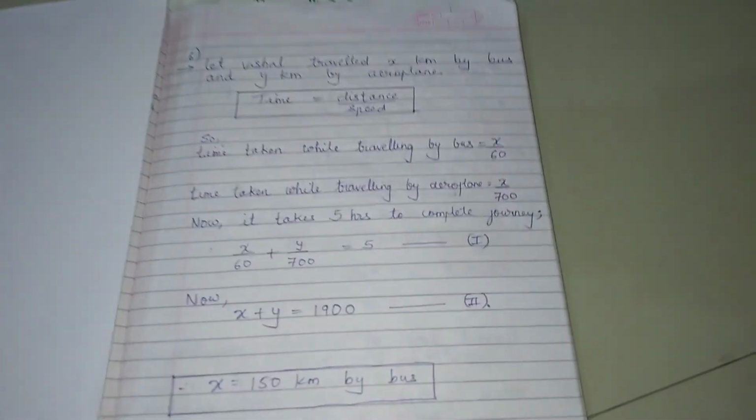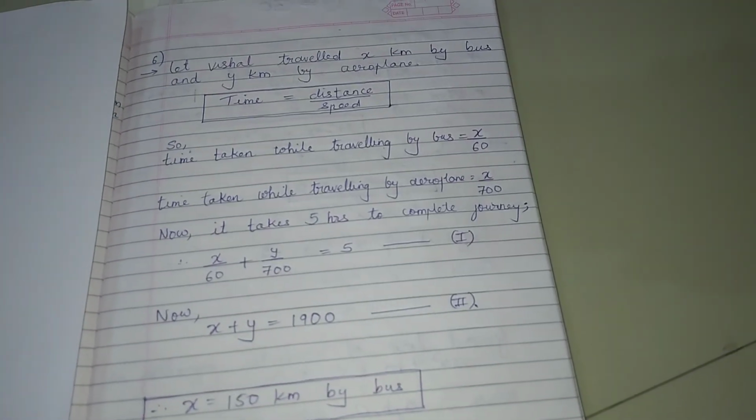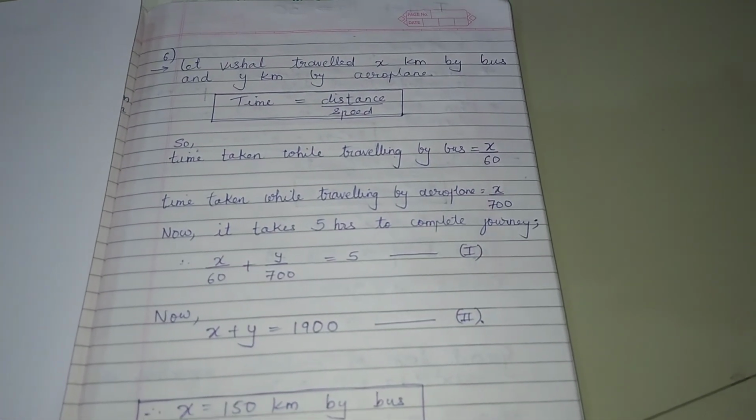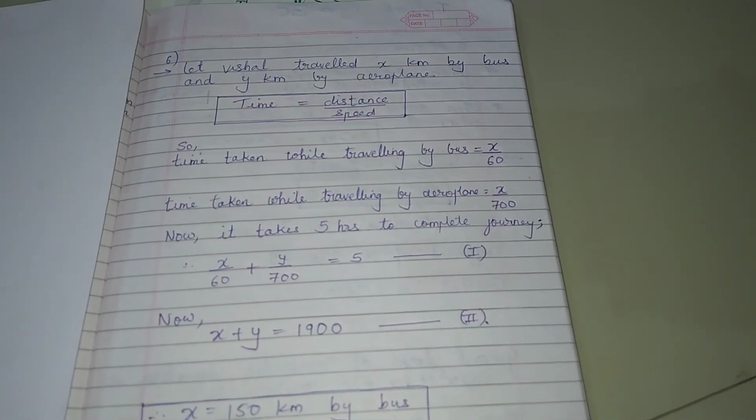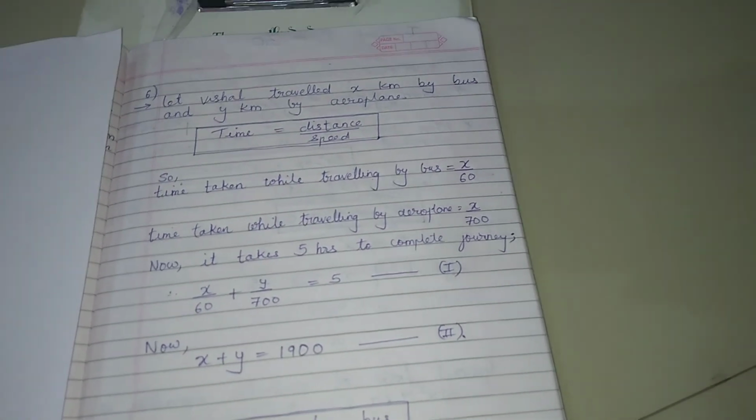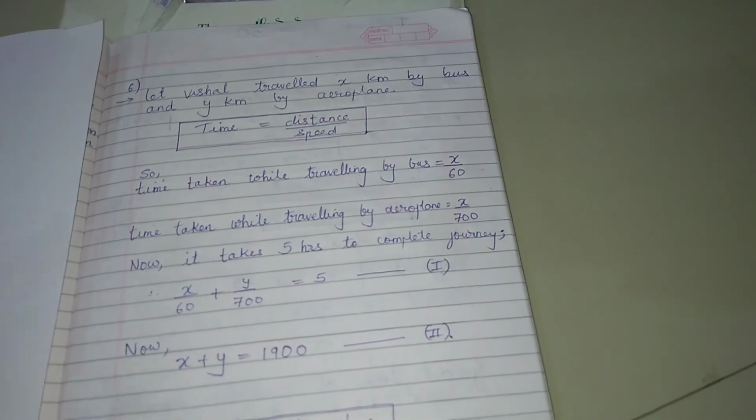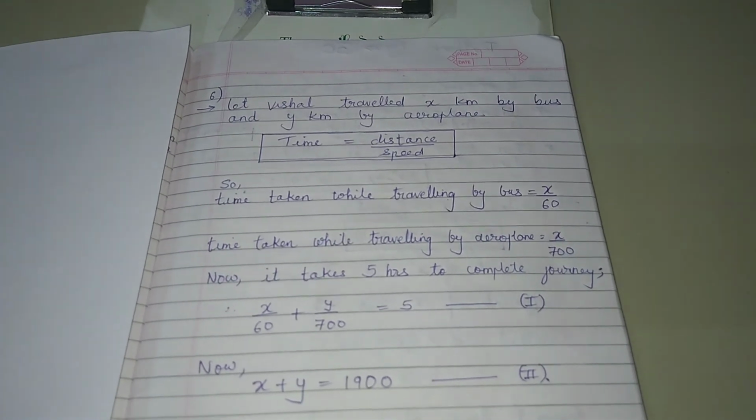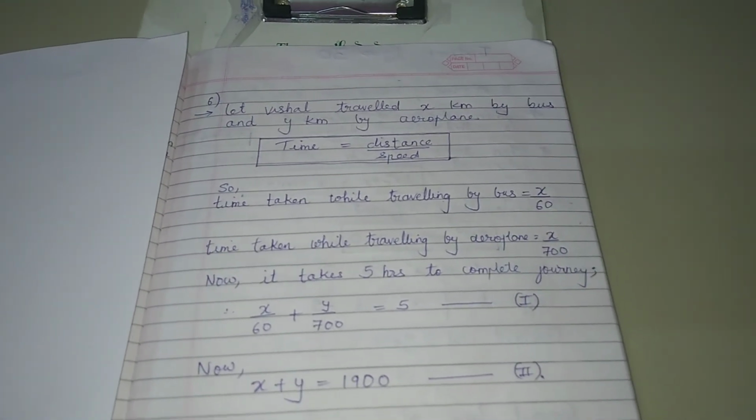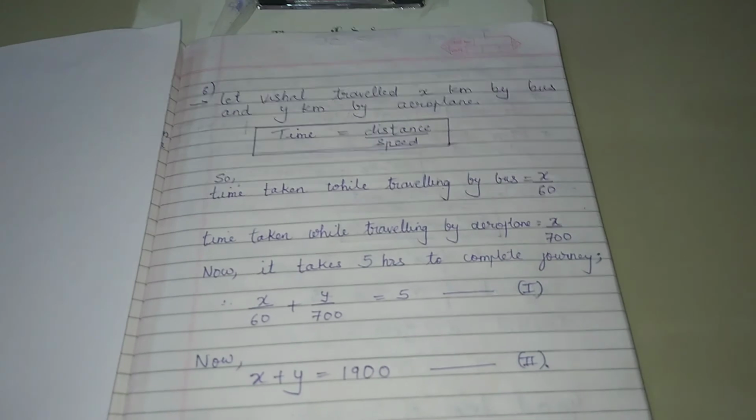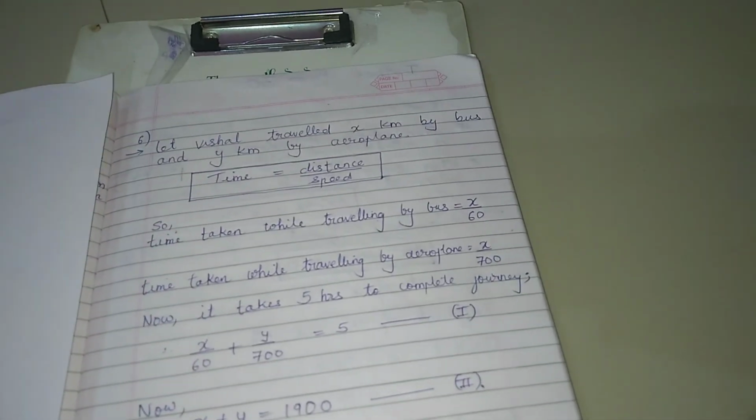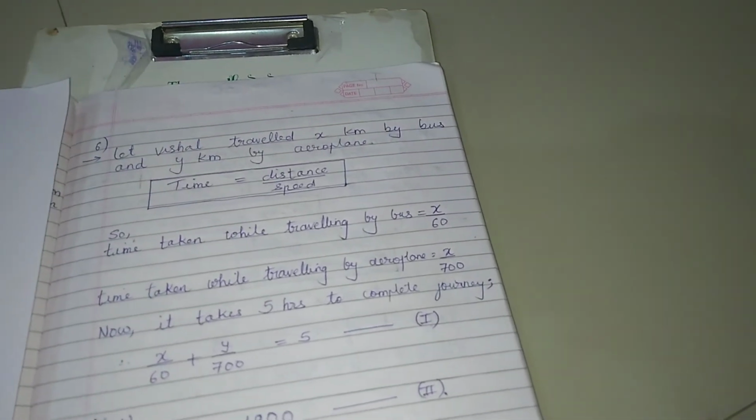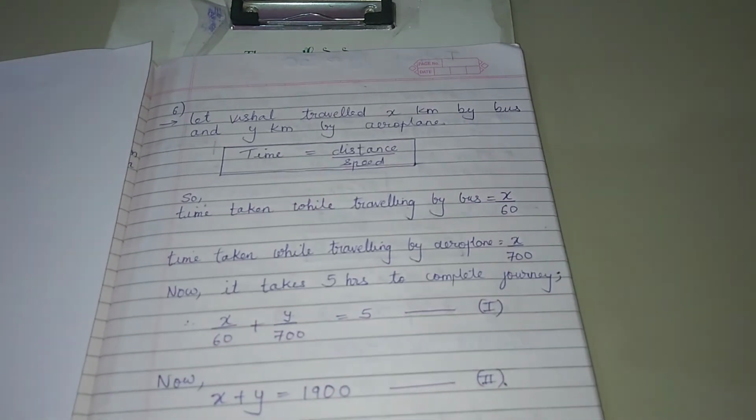First of all, we shall travel x kilometers by bus and y kilometers by aeroplane. We can write it. Over here, we have taken the formula which we all know. The formula is speed is equal to distance upon time. So time is equal to distance upon speed. We can use this formula.